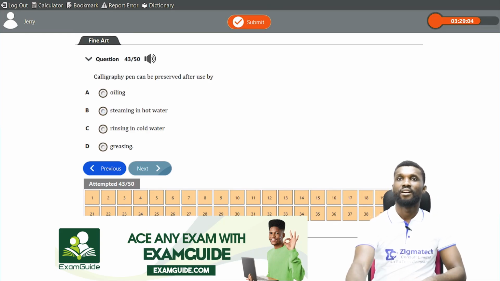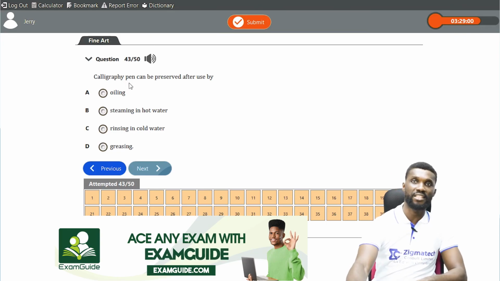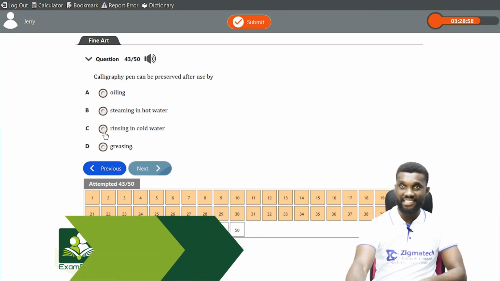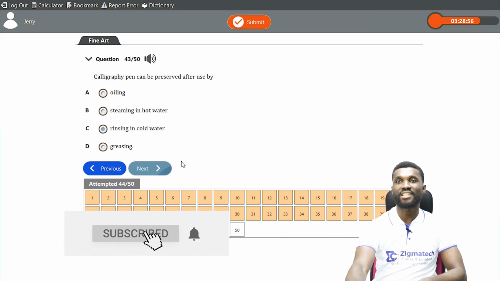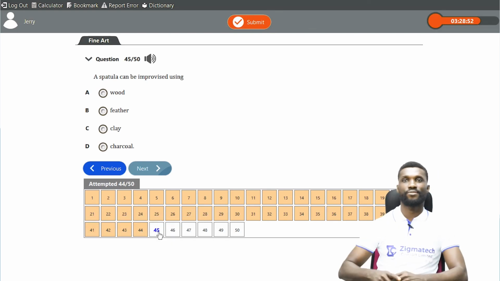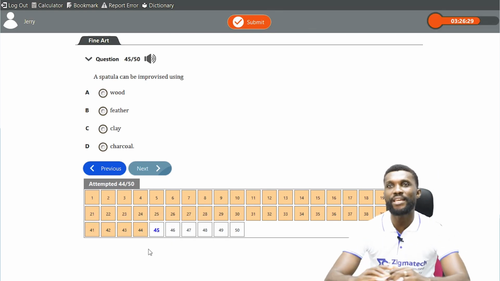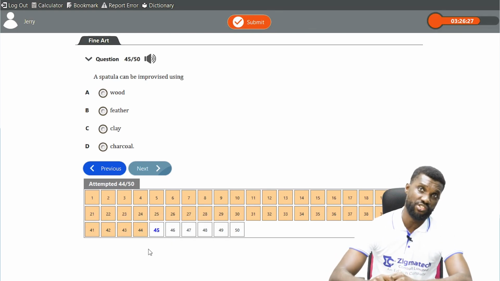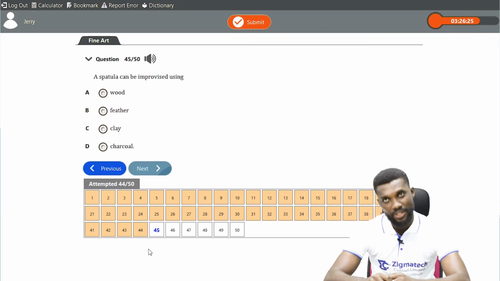All right. Okay, so I did not click my answer for question 43. Therefore, rinsing, like I explained, is the correct answer for question 43. All right, now let's look at question 45. A spatula can be improvised using dash. First, what is a spatula?